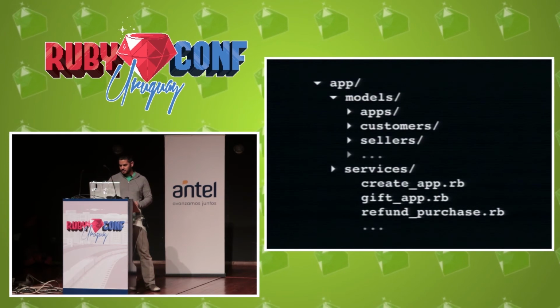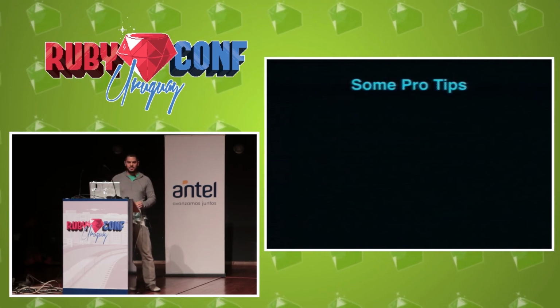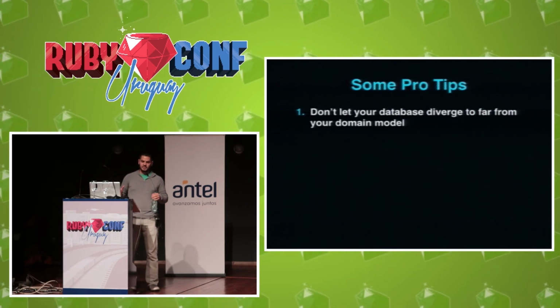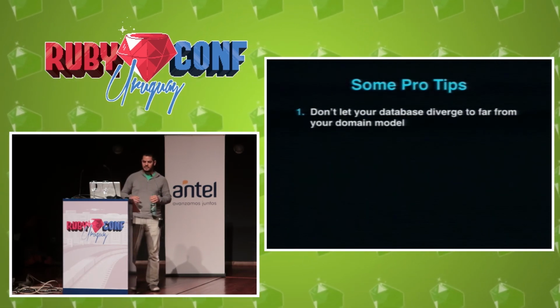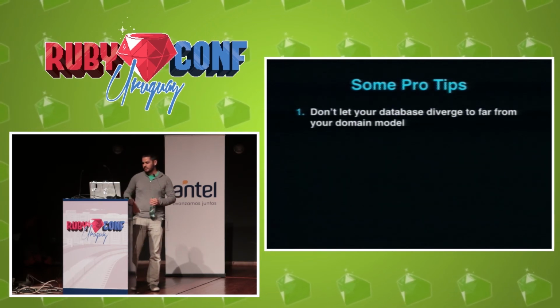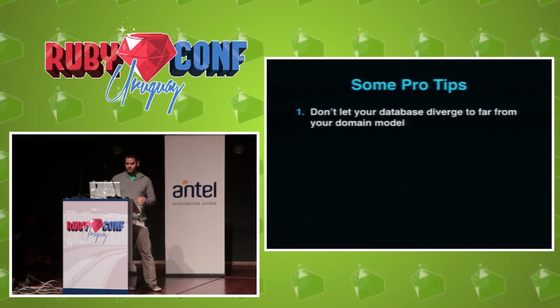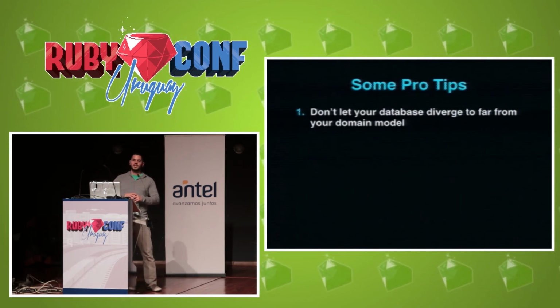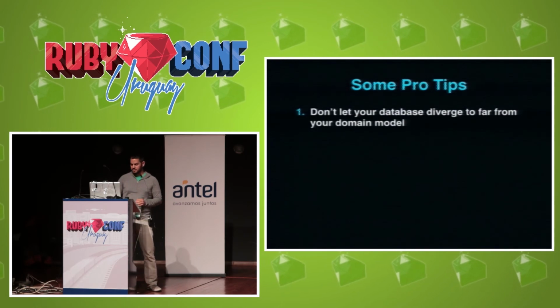So some quick pro tips. Don't let your database diverge too far from your domain model. They do want to have some differences. For example, we didn't have a screenshots table. We serialized that into the release table. And that's good because we wanted to make it a value object. But you don't want to do that so much that they're so different and then it becomes confusing.